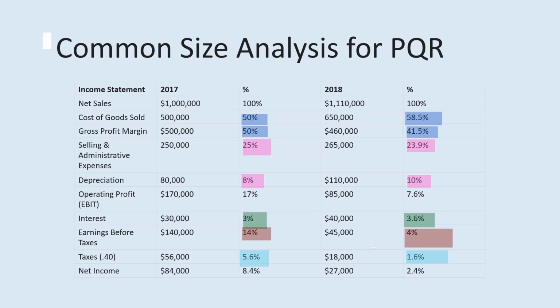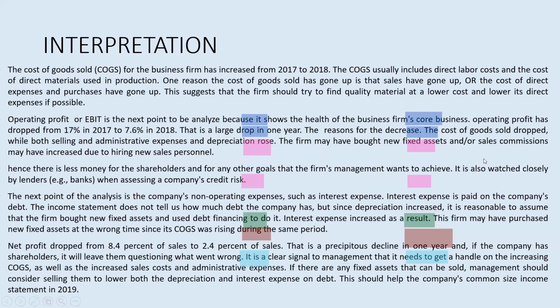So now we have to give the interpretation for these changes. First, you have to prepare the common size income statement. Then you have to identify the key changes. Then for each and every change, you have to give the reasons. You have to interpret these changes. So let's see. So this is the interpretation.